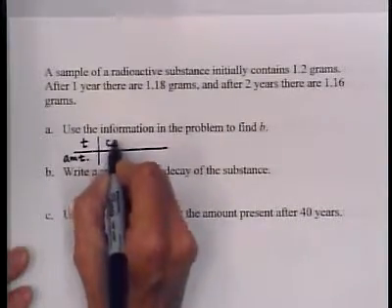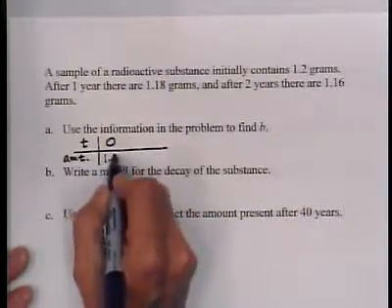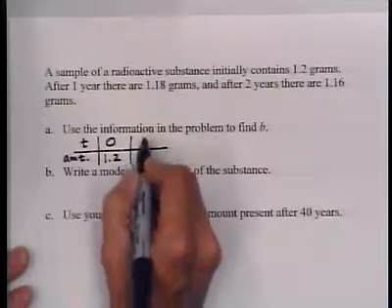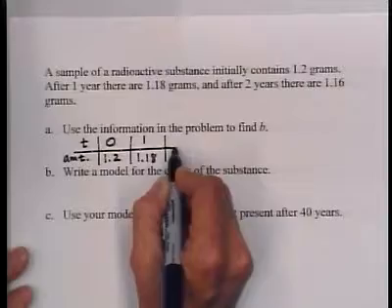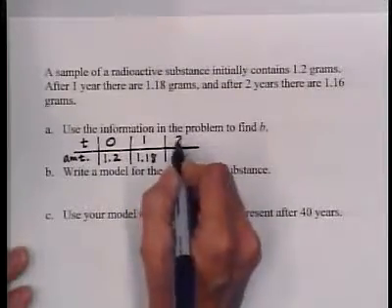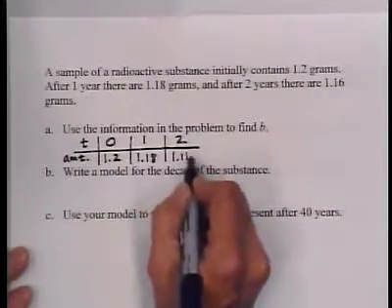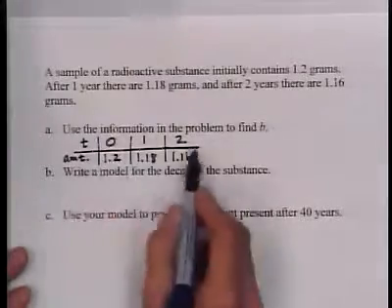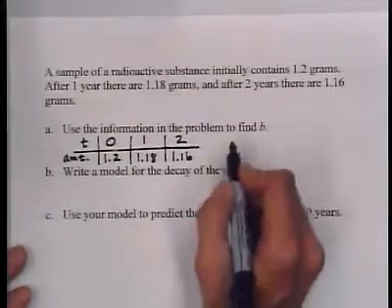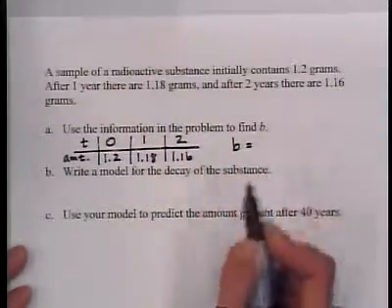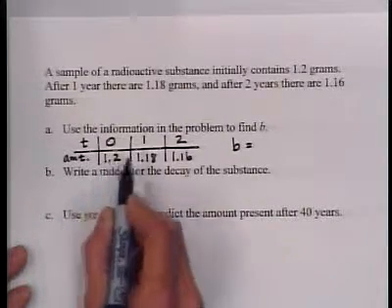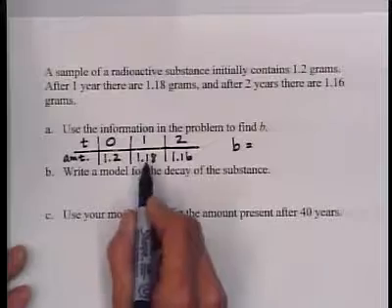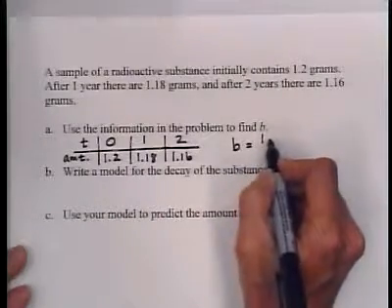At time 0, or initially, there are 1.2 grams. After 1 year, there are 1.18 grams. I need to extend my table just a little bit. After 2 years, there are 1.16 grams. Now, looking at the information in the table, to find B, what we're going to do is divide 1.18 by 1.2, or we could divide 1.16 by 1.18. We should get the same ratio.